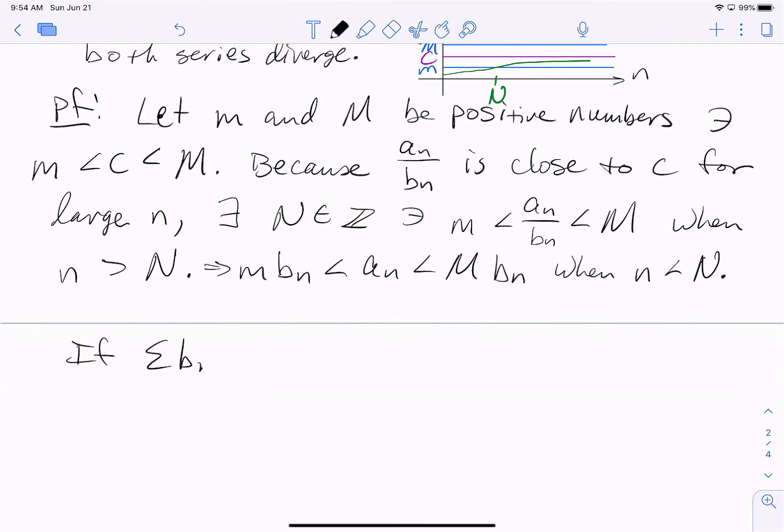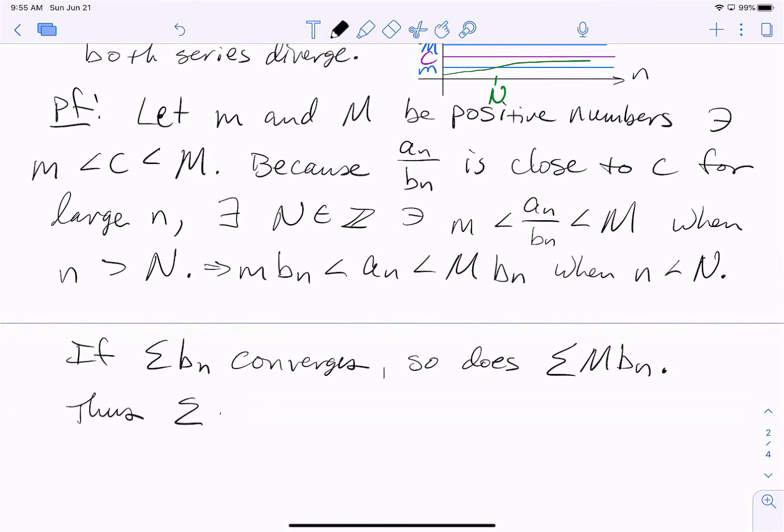If sigma b sub n converges, so does sigma uppercase M times b sub n, because multiplying by a finite number does not affect convergence. Then we have, from the compound inequality, a sub n is less than a converging series uppercase M times b sub n. Thus, the sum of a sub n converges by part 1 of the comparison test.